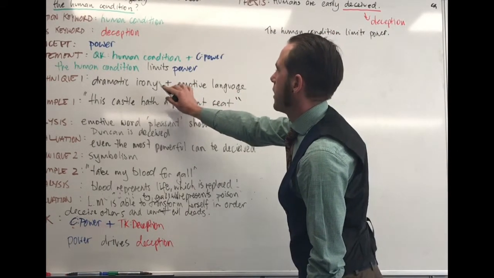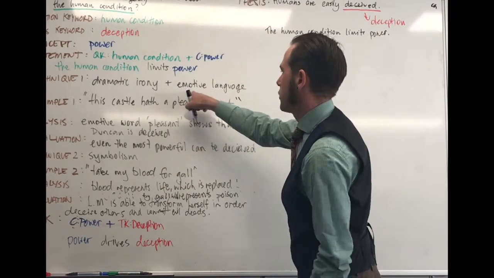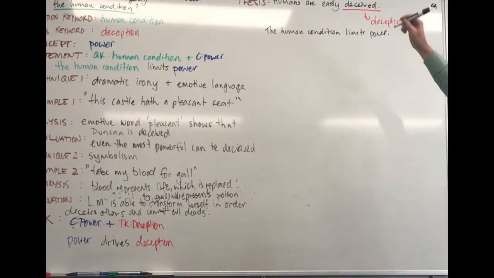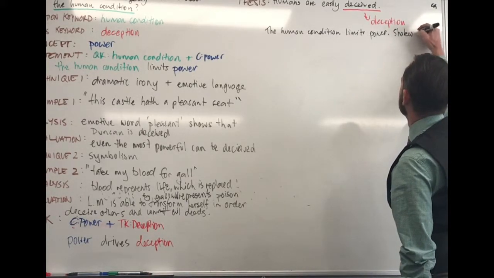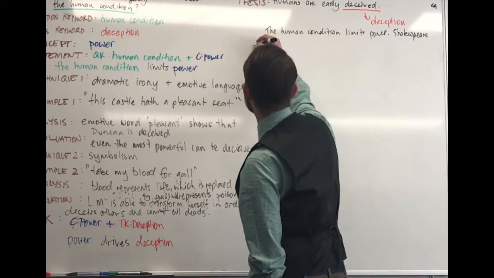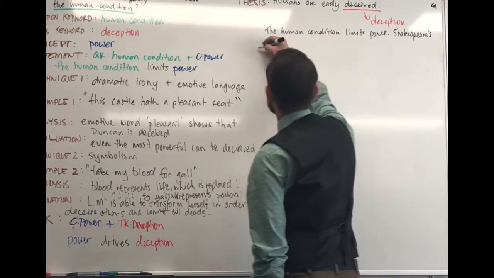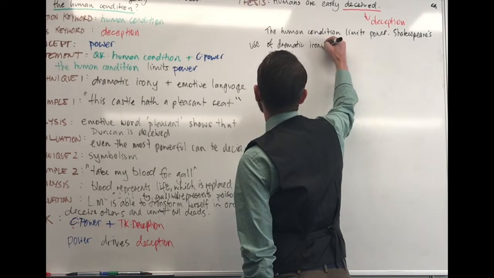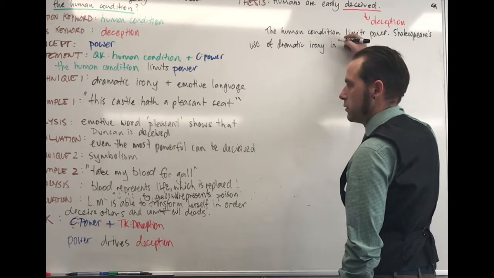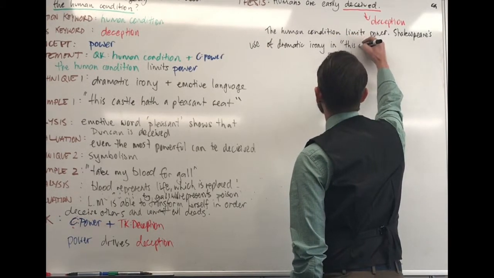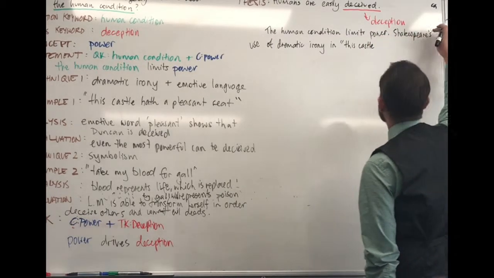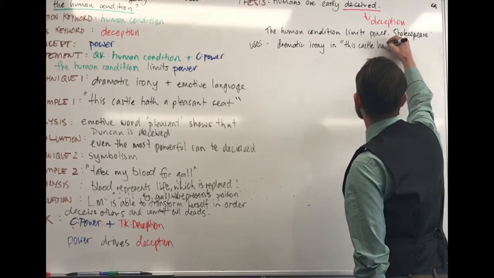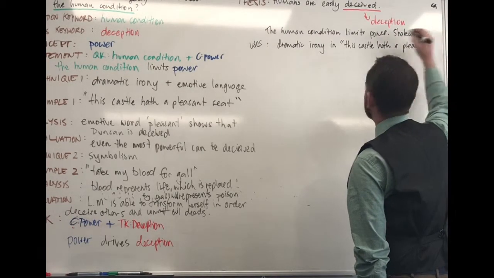So then I've got my technique, dramatic irony and emotive language. Now I've got emotive language, and I've also mentioned the emotive language there, so I don't need to mention it here. And I'm going to say that Shakespeare's use of dramatic irony in... how about if I make it even simpler? Shakespeare uses dramatic irony in "this castle hath a pleasant seat."